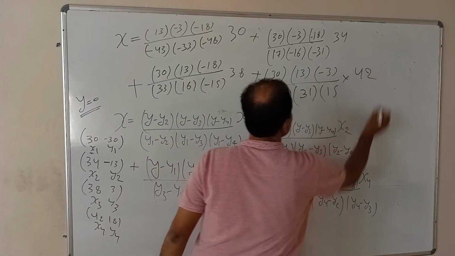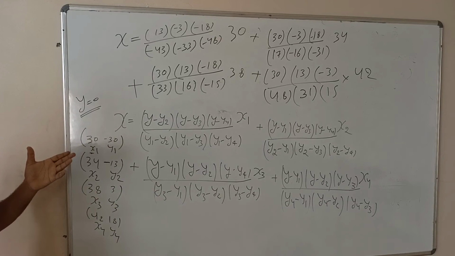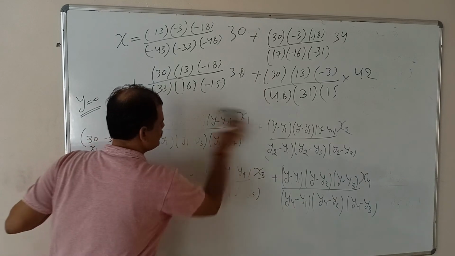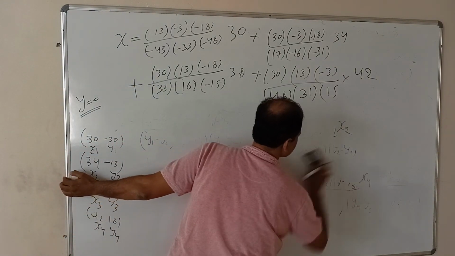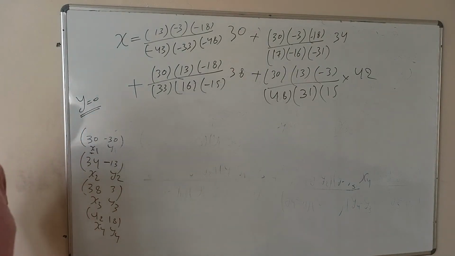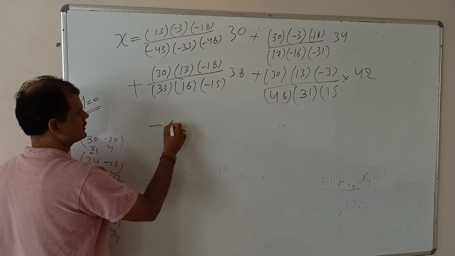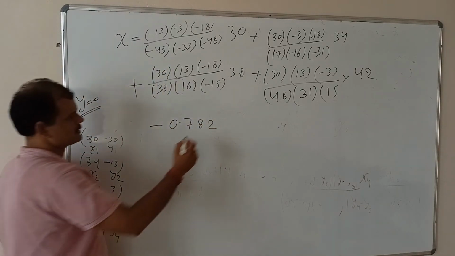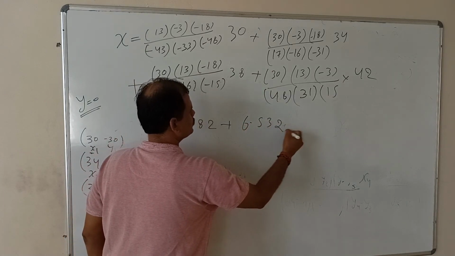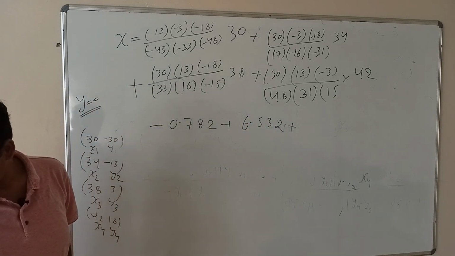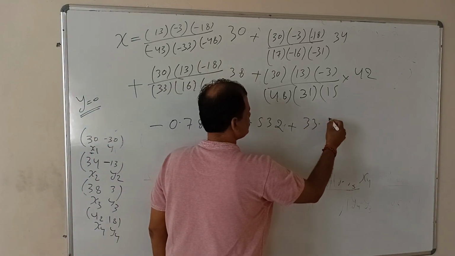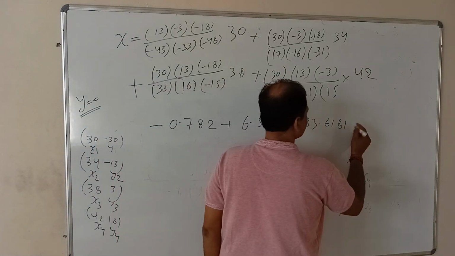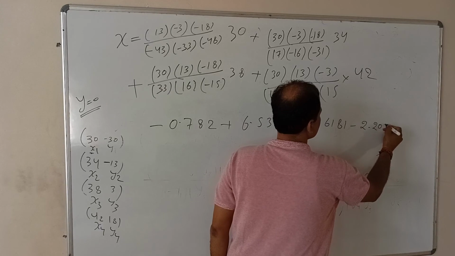So you can do this very simply, you just have to substitute the values in the formula and simplify. If you simplify this, you can get these values. The first term, if you simplify, we get minus 0.782, the second term 6.532, and the third term 33.6181, plus the fourth one, minus 2.2016.